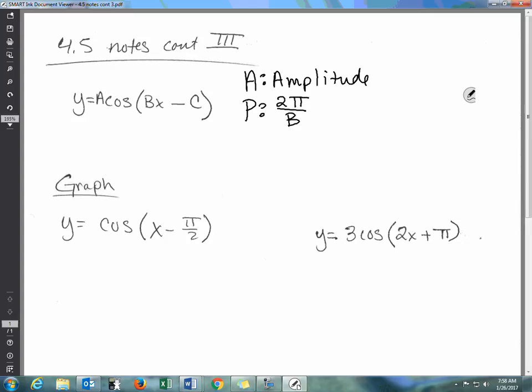And then just like in my last video with sine, for phase shift, you have to take your c value divided by your b, okay? So let's get to the problems here, and you can start to see how these three things affect the basic cosine wave and how to graph those.